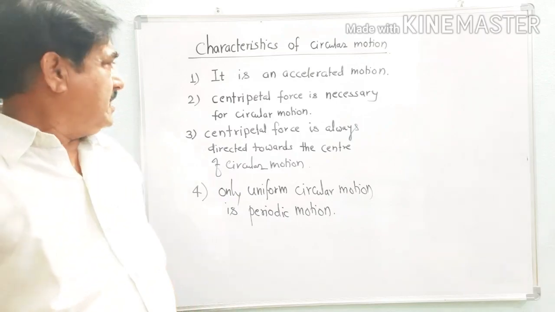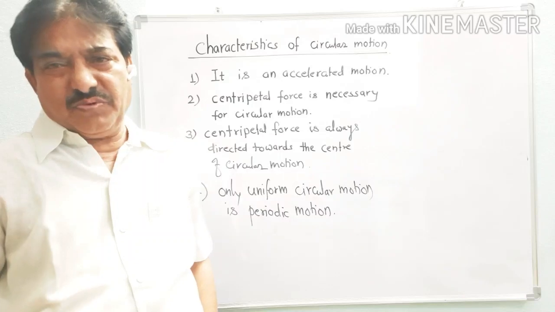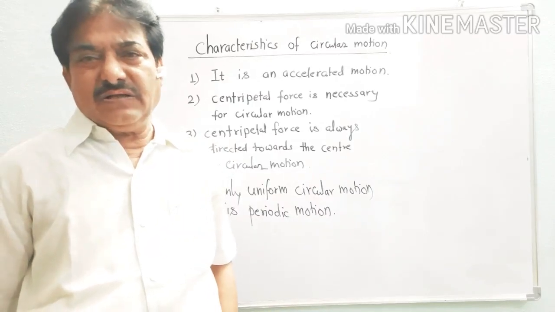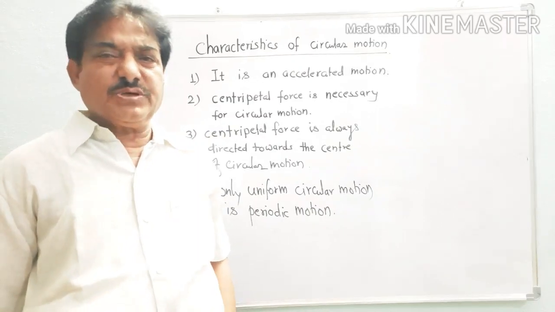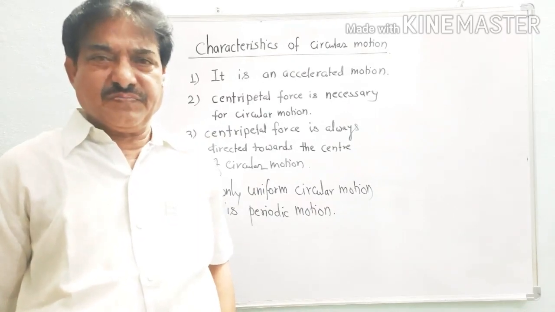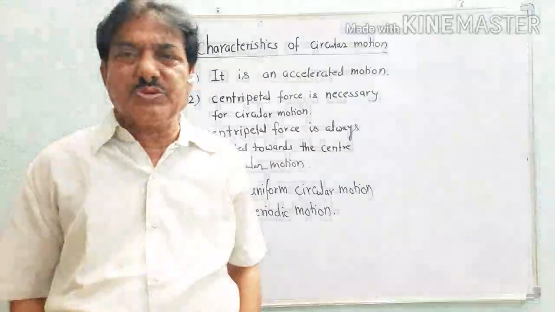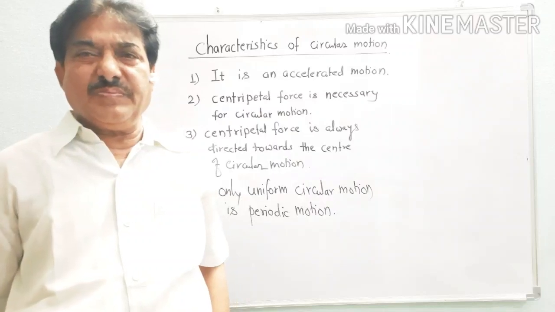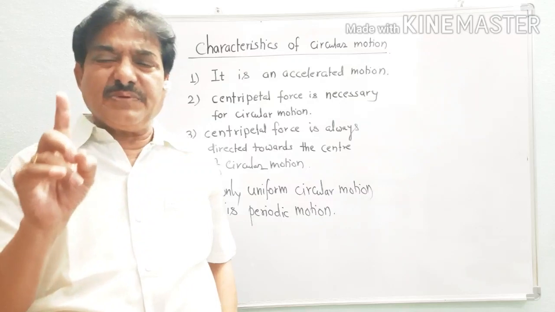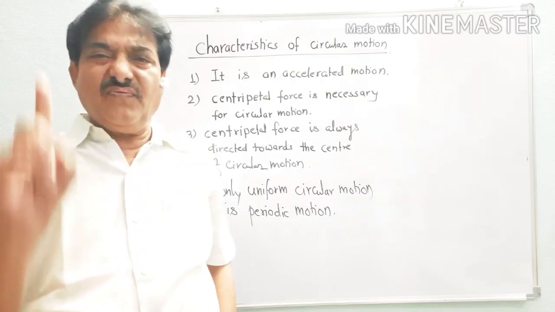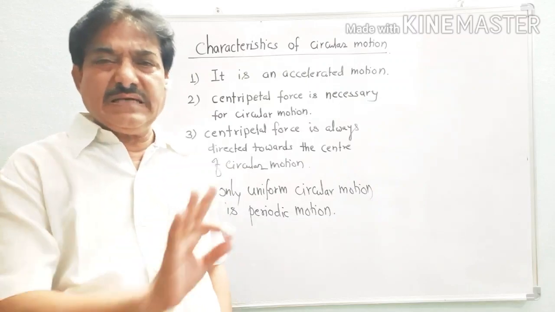Next one, centripetal force is necessary for the circular motion. Unless the centripetal force is present, circular motion will not take place. Except for centripetal force, circular motion will not be present. If there is a circular motion, there is a presence of centripetal force. Without centripetal force, circular motion is impossible.